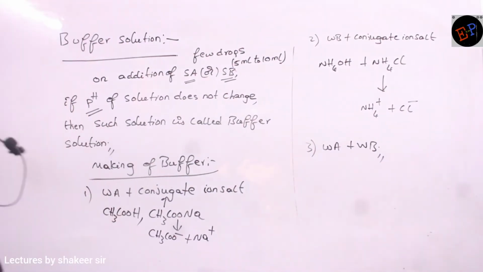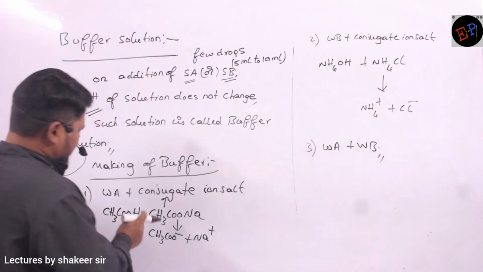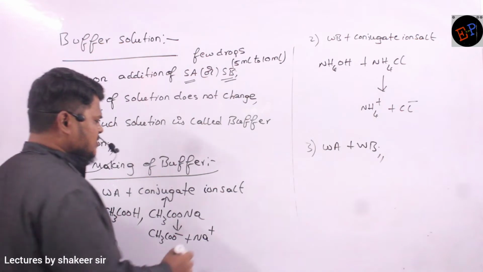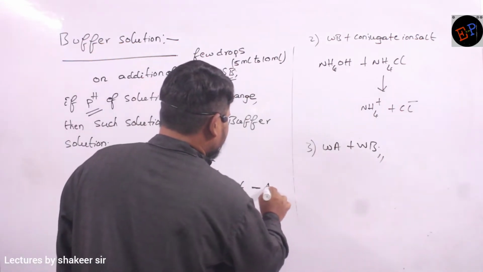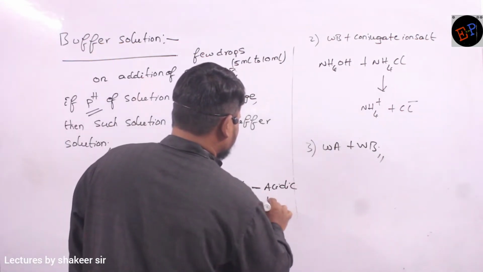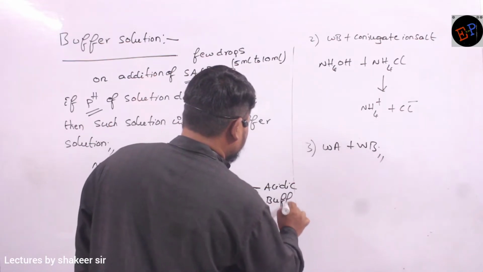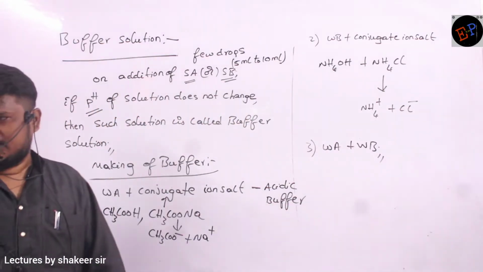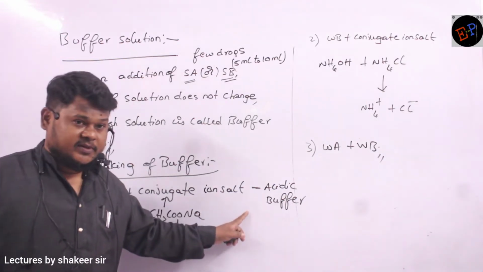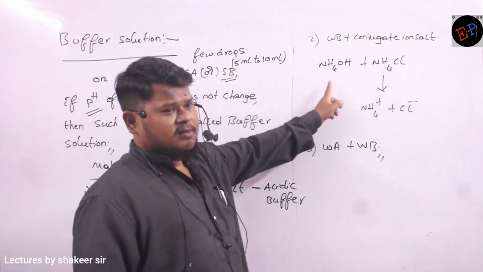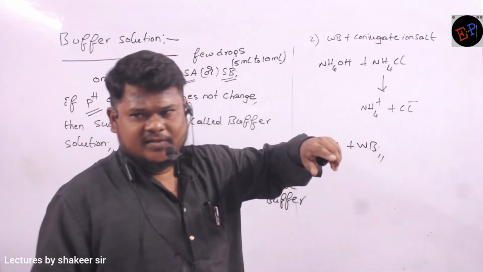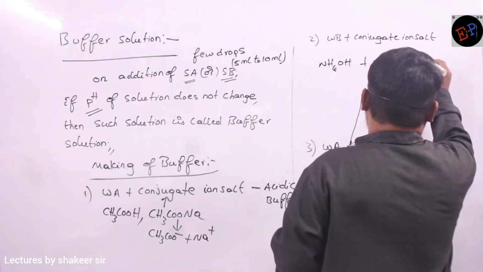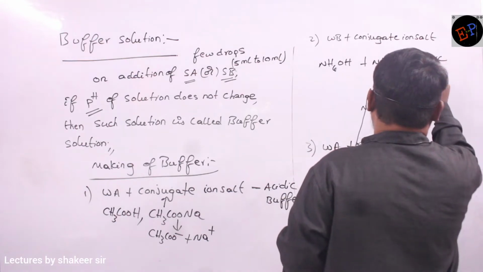Now see this weak acid and its conjugate ion salt. This combination I can call an acidic buffer. What can I call this one? Acidic buffer, because it is made up of acid only. So therefore it is called an acidic buffer. Then this buffer, what can I call it? This I can call a basic buffer, because it is made up of bases. So this is a basic buffer.